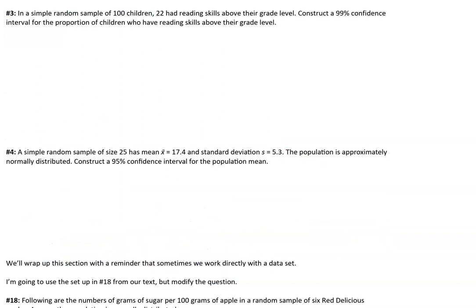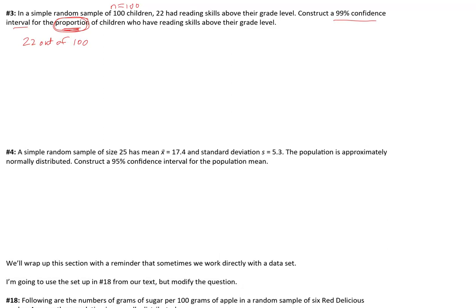Okay, next example, number 3 of the Check Your Understandings. In a simple random sample of 100 children, so there's our sample size, 22 had reading skills above their grade level. Construct a 99% confidence interval for the proportion of children who have reading skills above their grade level. So we see the word proportion, so that's huge. And then notice that this is 22 out of 100. It's very different information than giving us a sample mean kind of a thing.